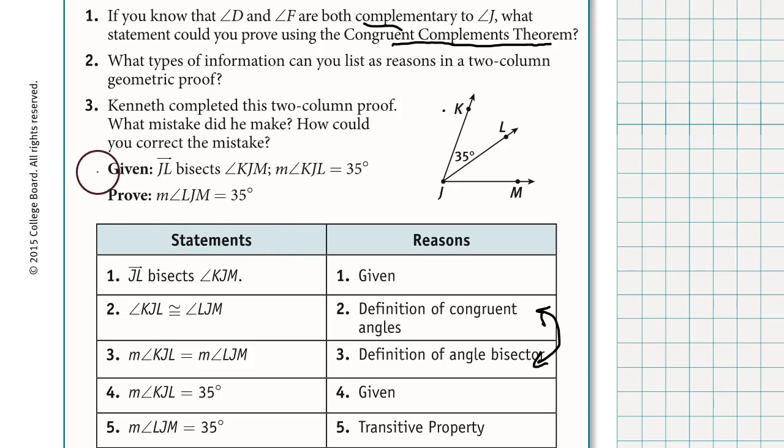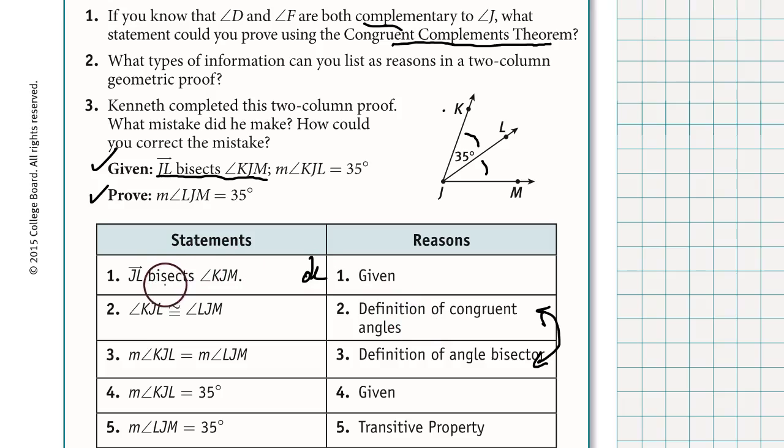Here's what's given to us, and here's what we're trying to prove. So he started his proof by copying down that piece of given information, and he said given. That's okay to do that. Then he said angle KJL is congruent to angle LJM. He looked at the picture and said that angle is congruent to that one. He gave us his reason, the definition of congruent angles, and that's where the mistake is.